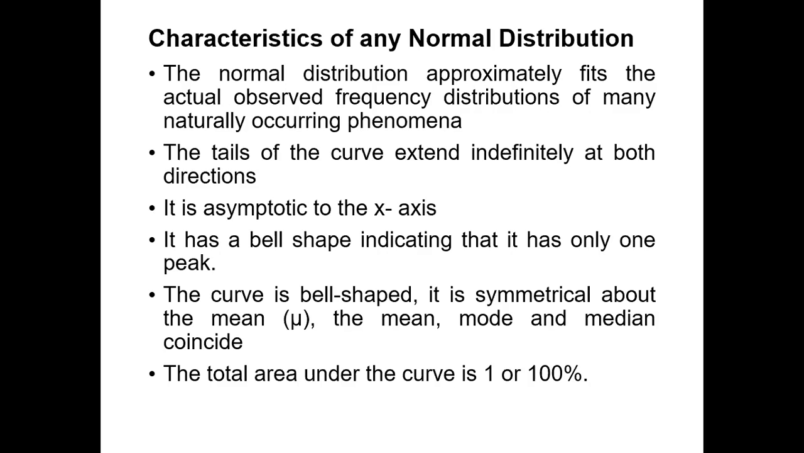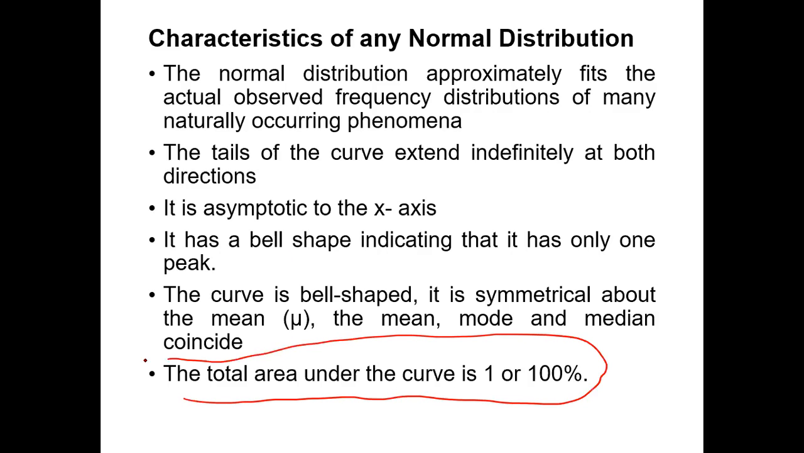Then it's a bell shape, indicating that it only has one peak. Then the curve is also symmetrical about the mean. Then what is much more important is that the total probability under the curve, or the total area under the curve, is 1. So it means that once you draw a probability curve, the total area under this curve is 1. So always the mean is at the middle of the curve.